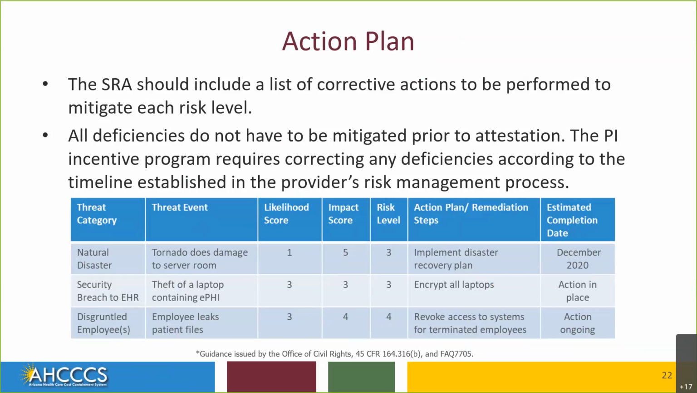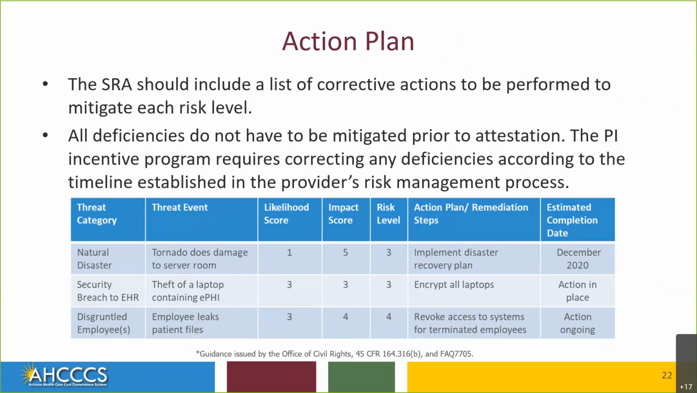So whenever you're doing an SRA, if you have a high risk level, if you have anything above a low risk level, you need to create that action plan. Say, hey, what's the practice going to do to try to lower that risk? As you can see for the first example, the natural disaster, it's at a 3. So that action plan is going to be implement disaster recovery plan. So how are you going to recover, fix all that damage that happened?